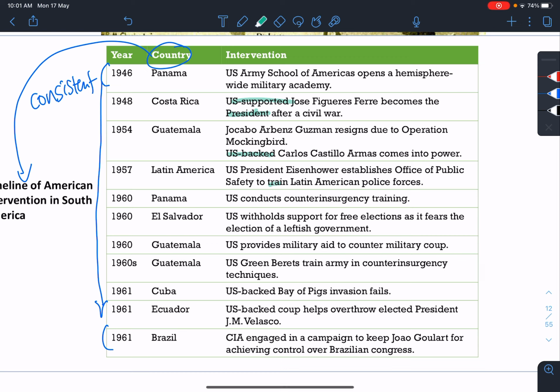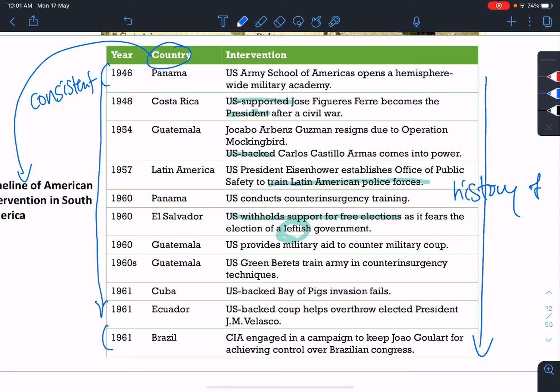Okay, they are training Latin American police forces. Okay, they withhold support for free elections after they fear elections of a leftist. Basically means communist. So hold on, I thought they are the Americans. I thought they love democracy, but they withdrew support for free elections. Okay. So what we see is that the USA has a history of intervention. They are intervening very much so against any kind of influence which might not be democratic.